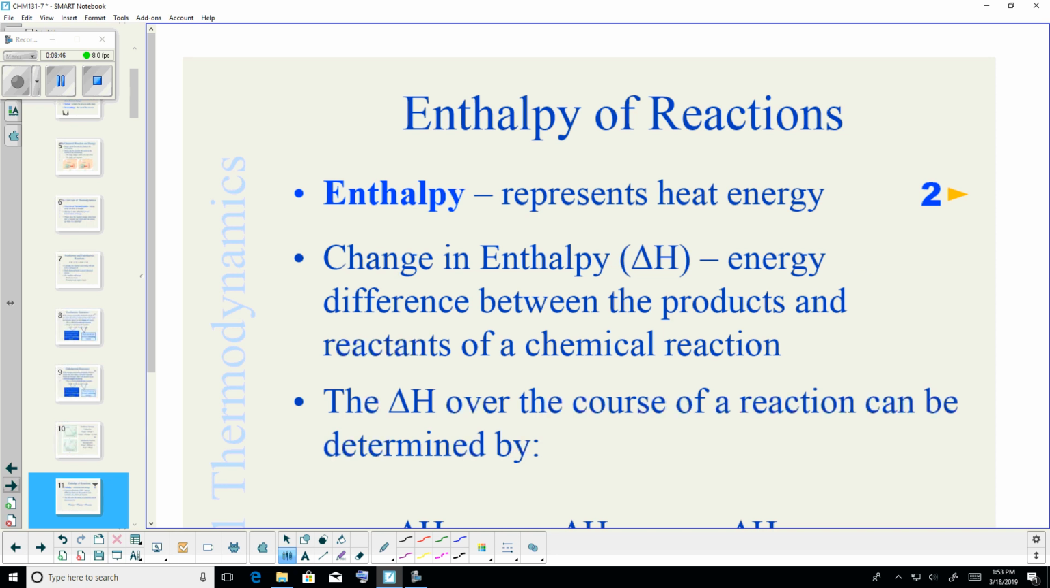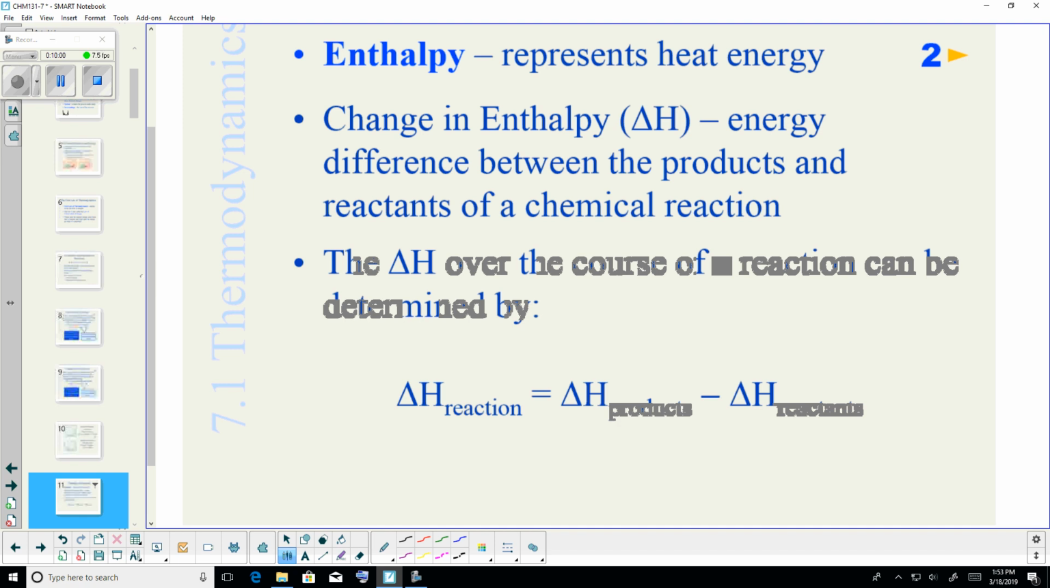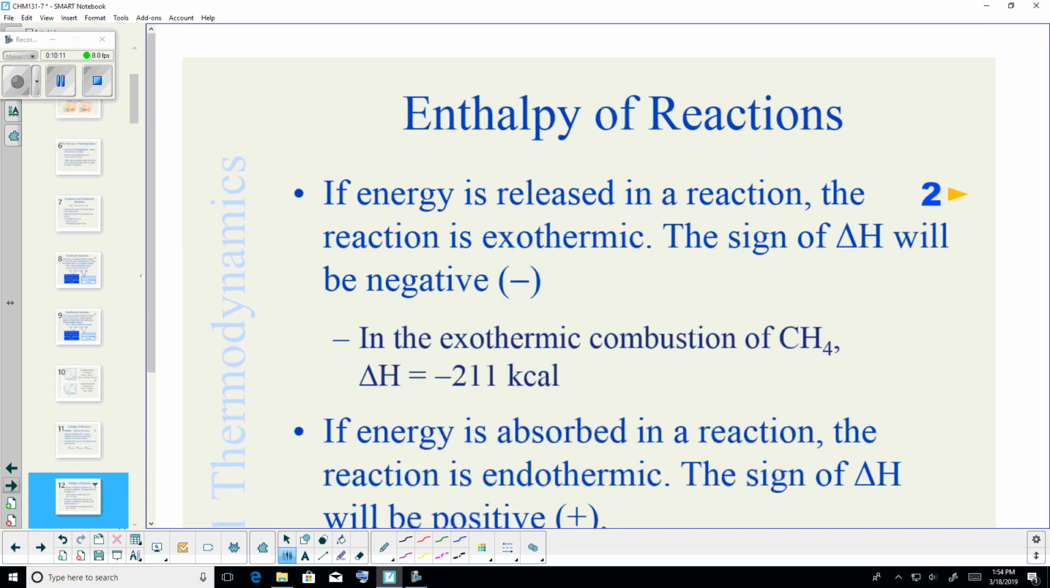So enthalpy, like I said, represents heat energy. The change in enthalpy, delta H, is the energy difference between the products and the reactants. So the delta H of the reaction is the delta H of the products minus the delta H of the reactants. If energy is released, and it's an exothermic reaction, the sign of delta H will be negative, because the products are lower energy than the reactants. So you've got a smaller number minus a bigger number, you're going to end up with a negative number.